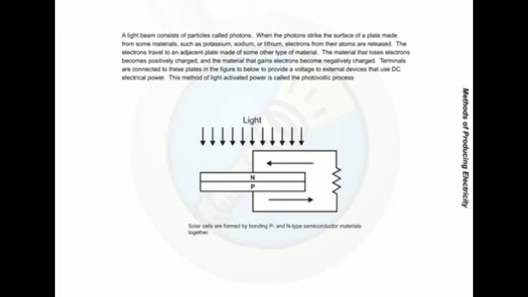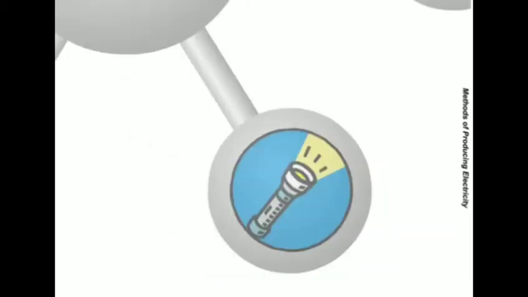Terminals are connected to these plates, as shown here, to provide a voltage to external devices that use DC electrical power. This method of light-activated power is called the photovoltaic process.